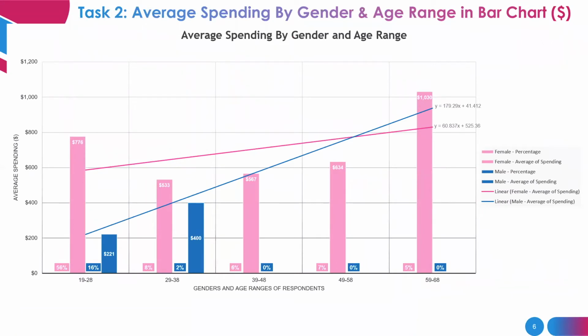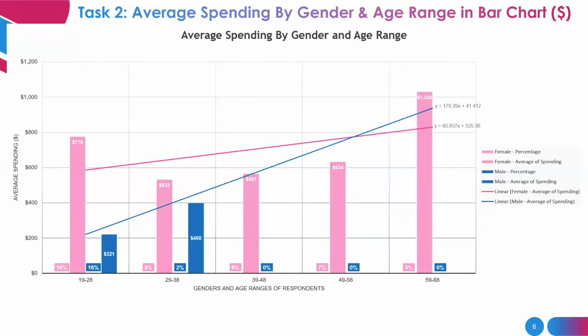On average spending, older respondents tend to spend more. The majority are female. 56% of females are aged between 19 to 28. Females aged below 48 tend to spend more than males, according to the trend line. Younger females may spend more on economic-range beauty products, and elder females may spend more on higher-end beauty products. From the graph, average spending from females is between $533 to $1,030. Males are spending less.